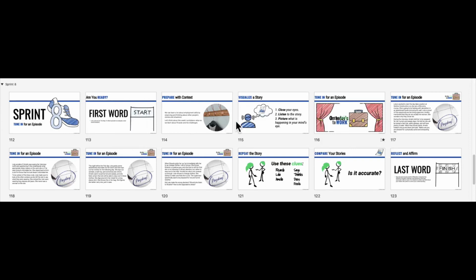In this sprint, they listen to the story, they close their eyes, they picture what's happening, they pair up with their partner, and then each of them repeats the story and they compare their stories for accuracy. That accuracy is the element where they really get to evaluate those listening comprehension skills. This is a great activity when it is facilitated with the strength and integrity that it needs.